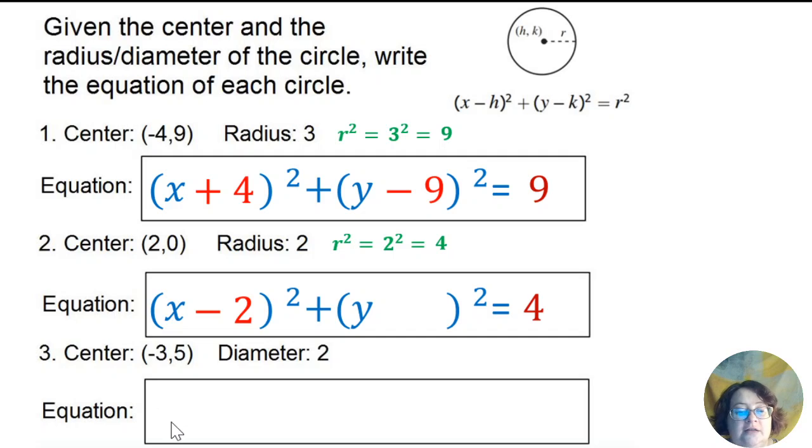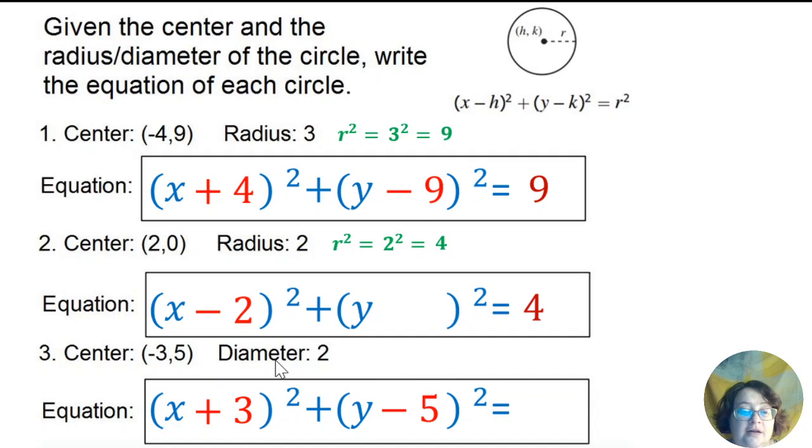For number 3, once again, I put out the basic part of my formula, write that out, and then here with x, I take my x value and I flip it. So minus 3 becomes plus 3. Our 5 becomes minus 5 with y. And then it says our diameter is 2. So we're not given the radius this time, but notice the diameter is not in this formula.